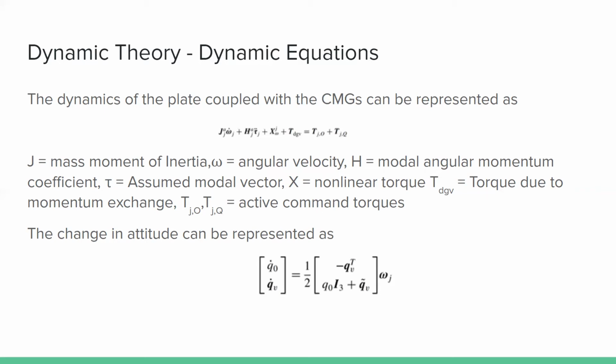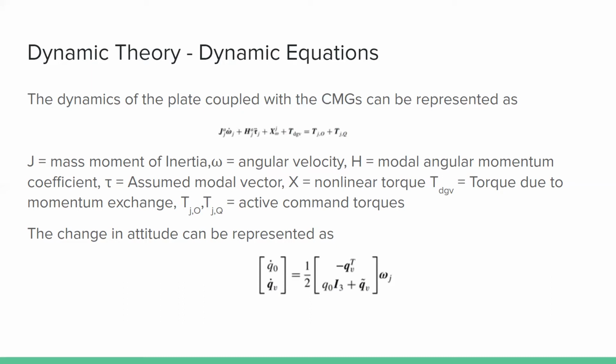XJ omega is the non-linear torques that are a result of the couplings of the angular velocity, elastic velocity, and angular elastic velocity. DGV is the torque due to the momentum exchange between each CMG and the plate. And TJO and TJQ are the active command torques.